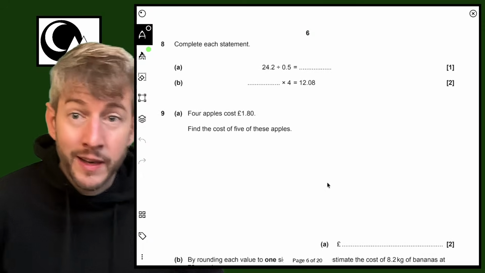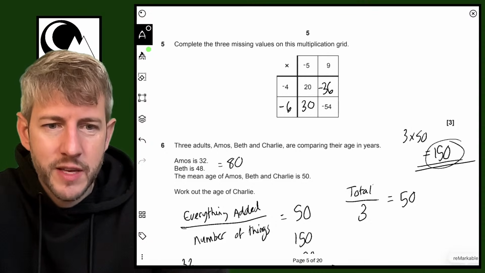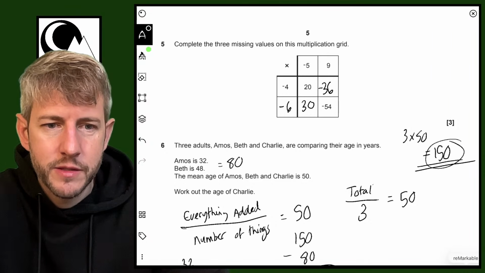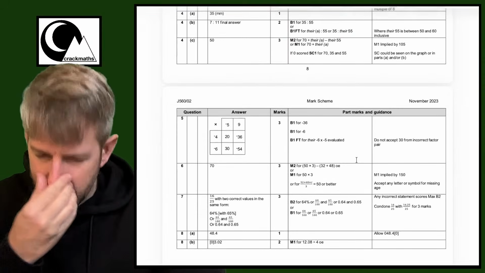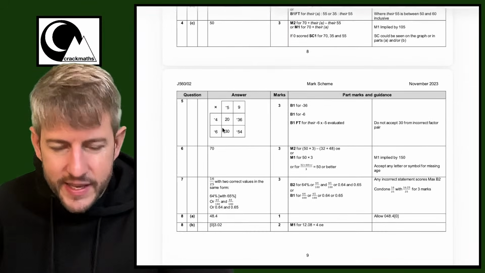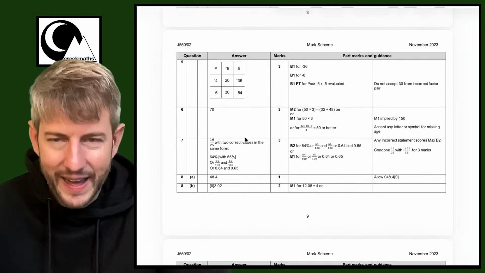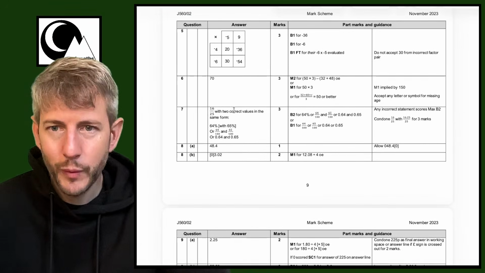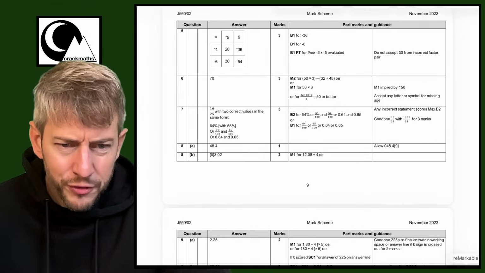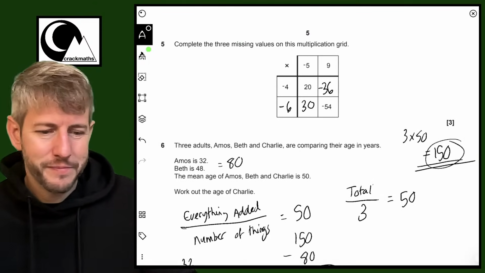Oh, one second. Let's first mark these questions. Okay, so let's get the mark scheme up. Okay, so we had minus 36, 30, and negative 54. Great. We had 70. Perfect. And we had 64. Wonderful. Okay, great. So let's continue on with the next page.